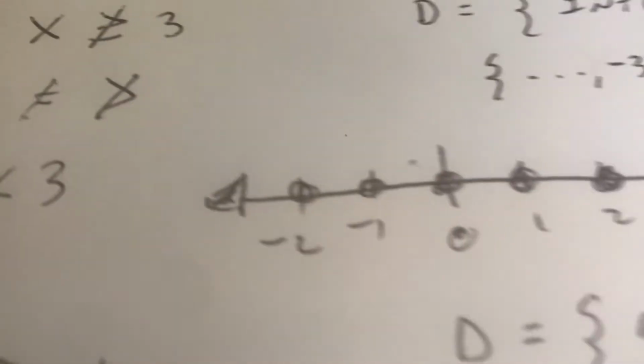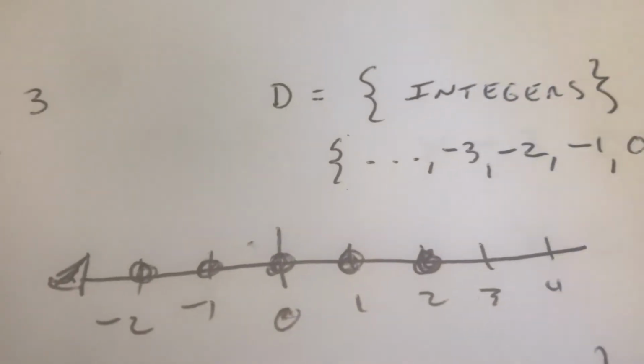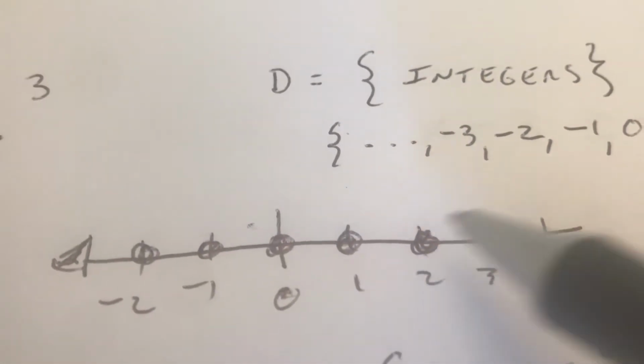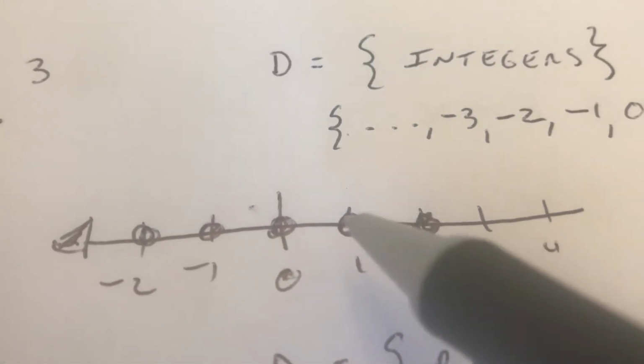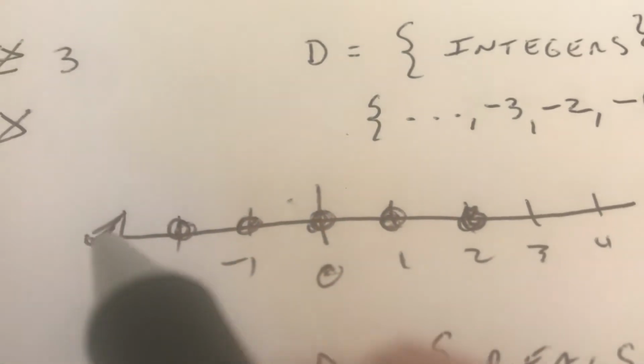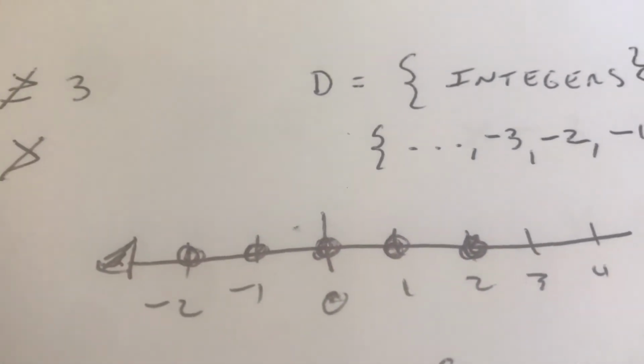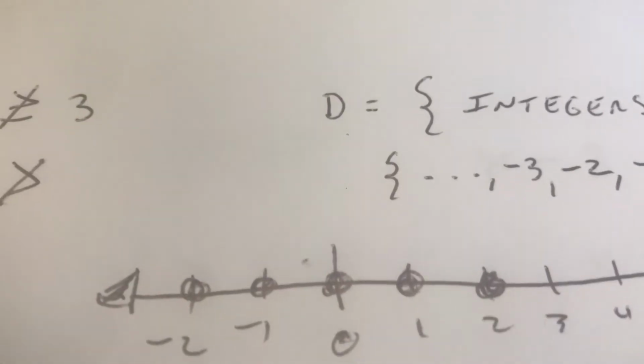So they want all the integers less than 3. This time we use dots. A dot on 2. We don't use 3 because it's less than 3. 1, 0, and it goes on forever, so we need the arrow. Those are all the integers less than 3.